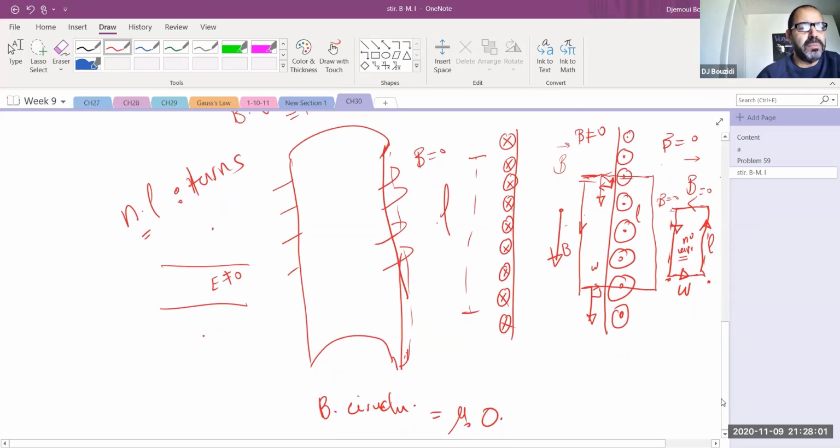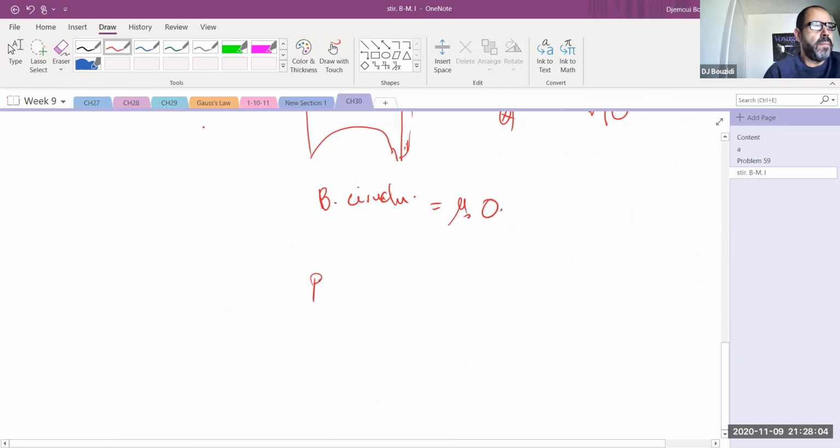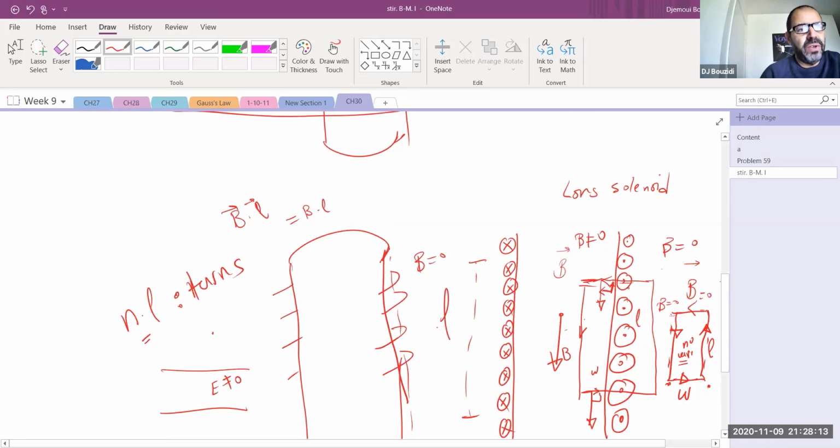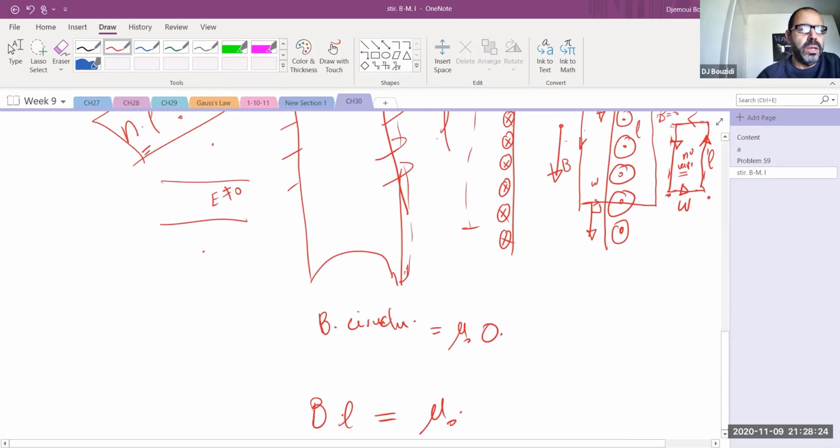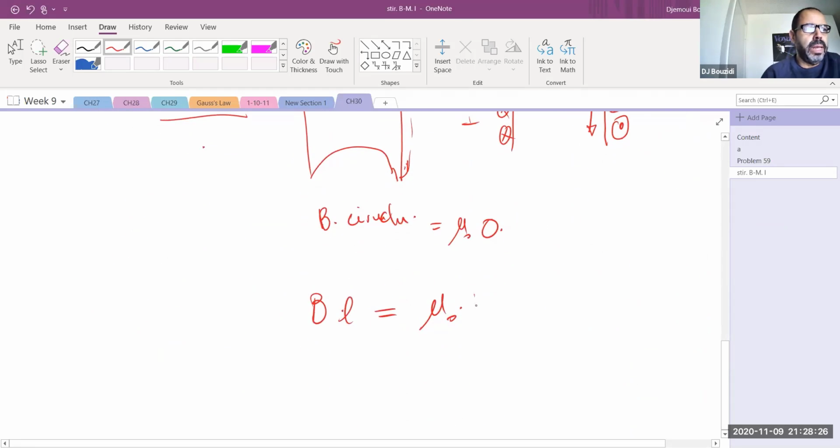So the circulation of one side is B times L, which is equal to mu naught times the current. And the current, I have so many of them. I don't have just one. I have N times L turns. That means N times L coming out, each one of them carrying a current I. So N is the number of turns coming out per unit length, but I took an L length for the Amperian loop, and then times the current. I cancel the L from both sides, and I find the magnetic field inside the solenoid.